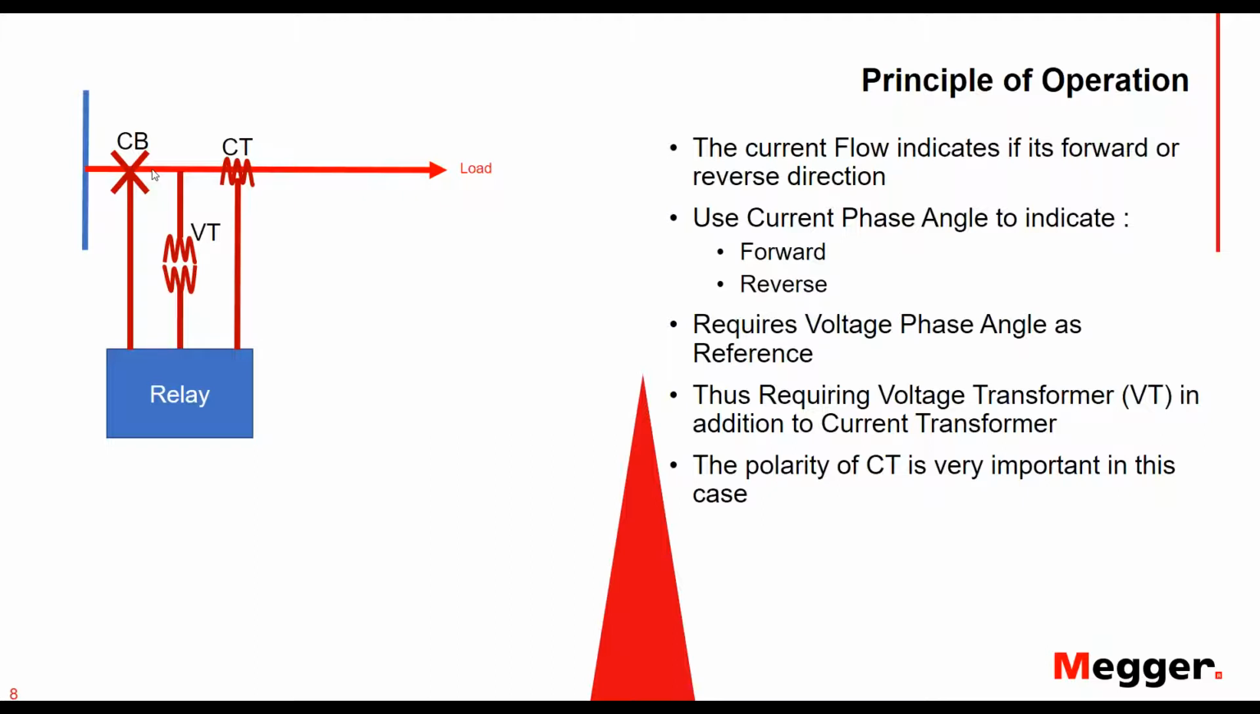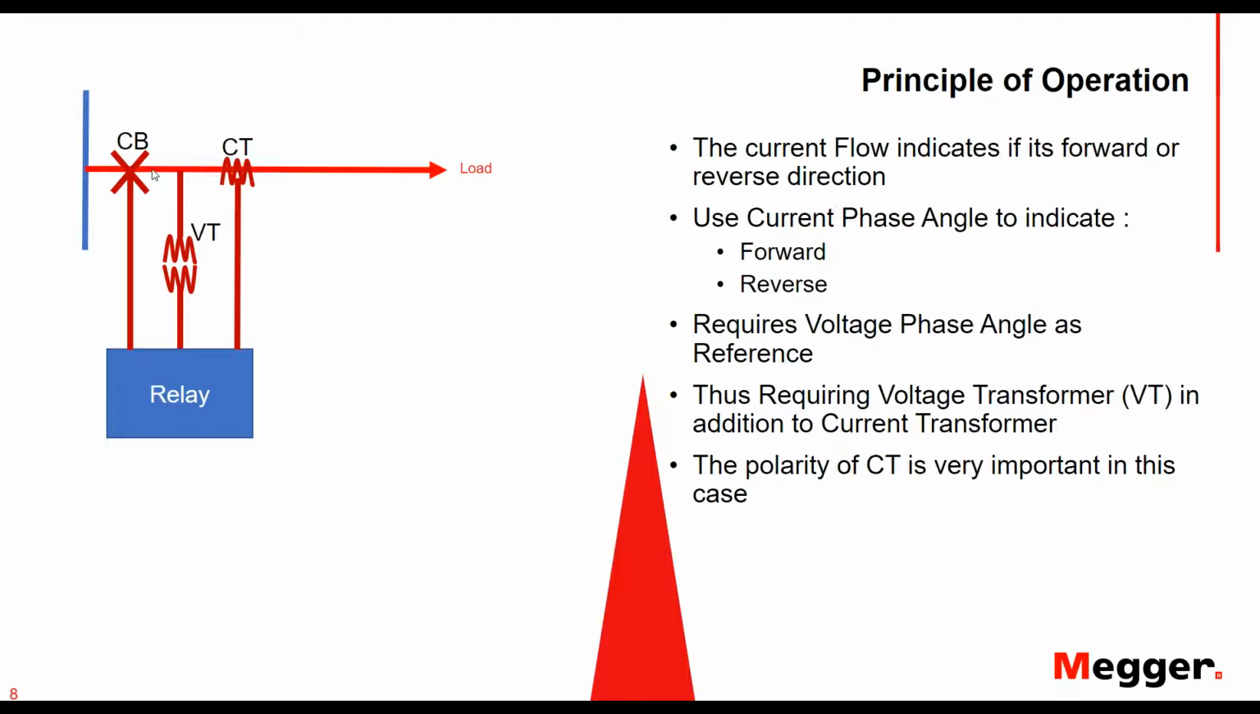So in order to get this direction reference, we need to look at the phase angle of the current. And since we are talking about phase angle, we will require a reference. The best reference that we can use is a voltage input. That's why it's required to have a VT connected to your directional overcurrent relay. Without a VT, you will not have a phase reference, and you will not be able to detect the current direction.